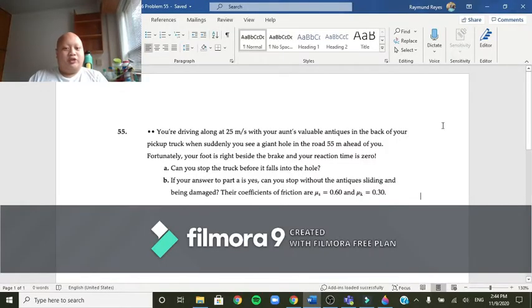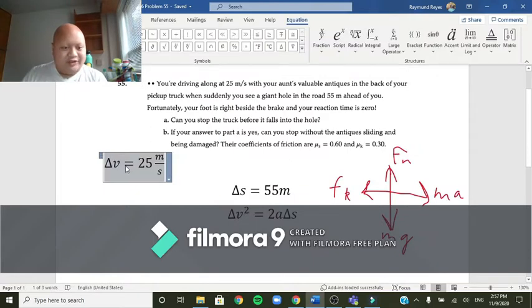Okay, so please pause this video and read all this. I'm in a time constraint, and this is due to that. So we have our givens. Delta v, or the change in velocity, is 25 meters per second. It goes from 25 to 0. Delta s is 55 meters since the truck is 55 meters from the hole. So for part A, we have to answer: can he stop the truck before it falls into the hole? This is physics, so we have to assume it can first.